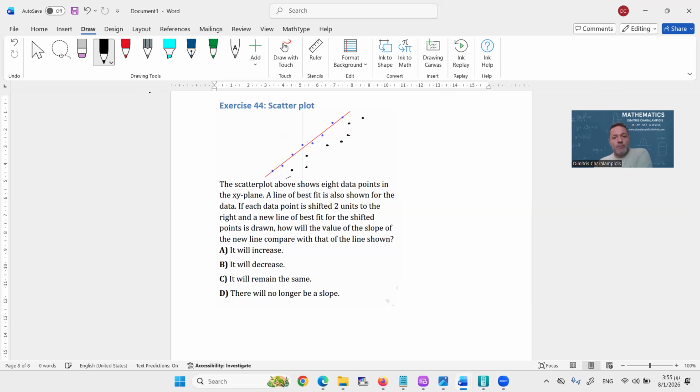The slope or the line passing through them should be parallel to the one before. And this means that the slope should not change at all. So the right choice for this exercise would be C.